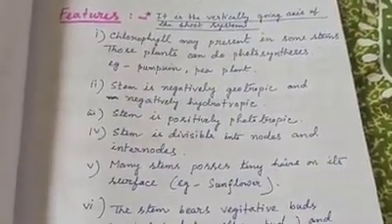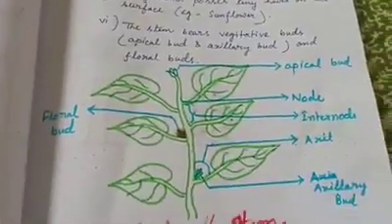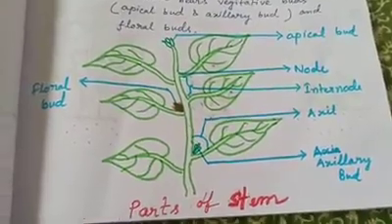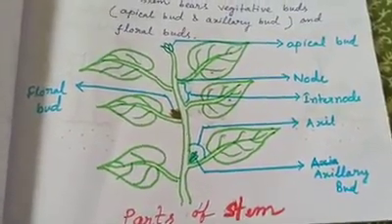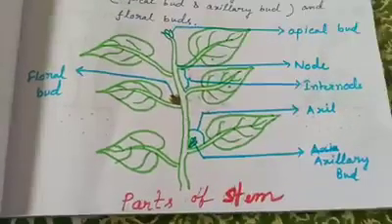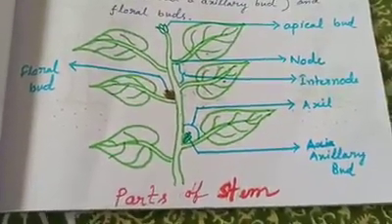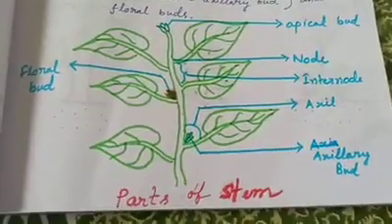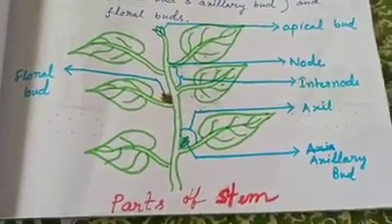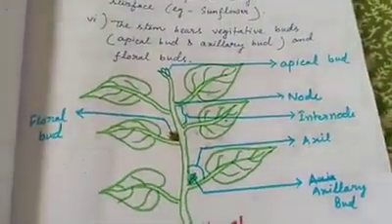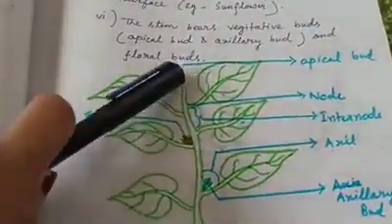Our next topic is the structure of a typical stem. So students, I will show you the picture. You have to read that, and you have to practice it at home, and this is very important for your second summative examination. This is the typical structure of a stem. So observe this picture.